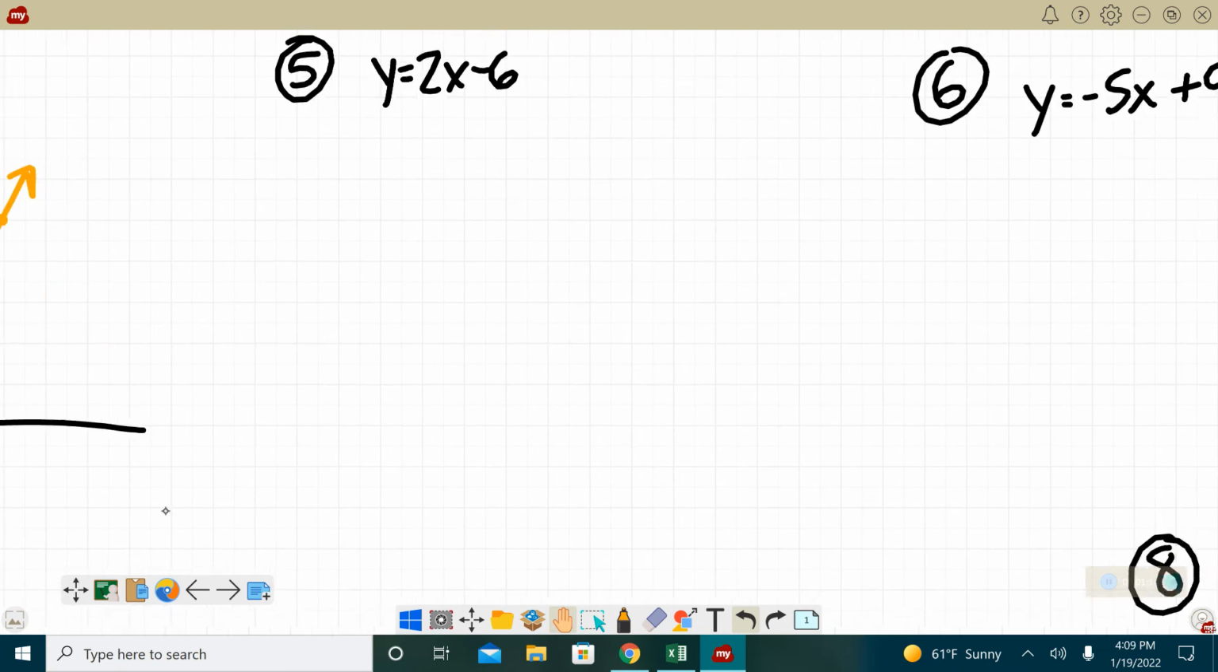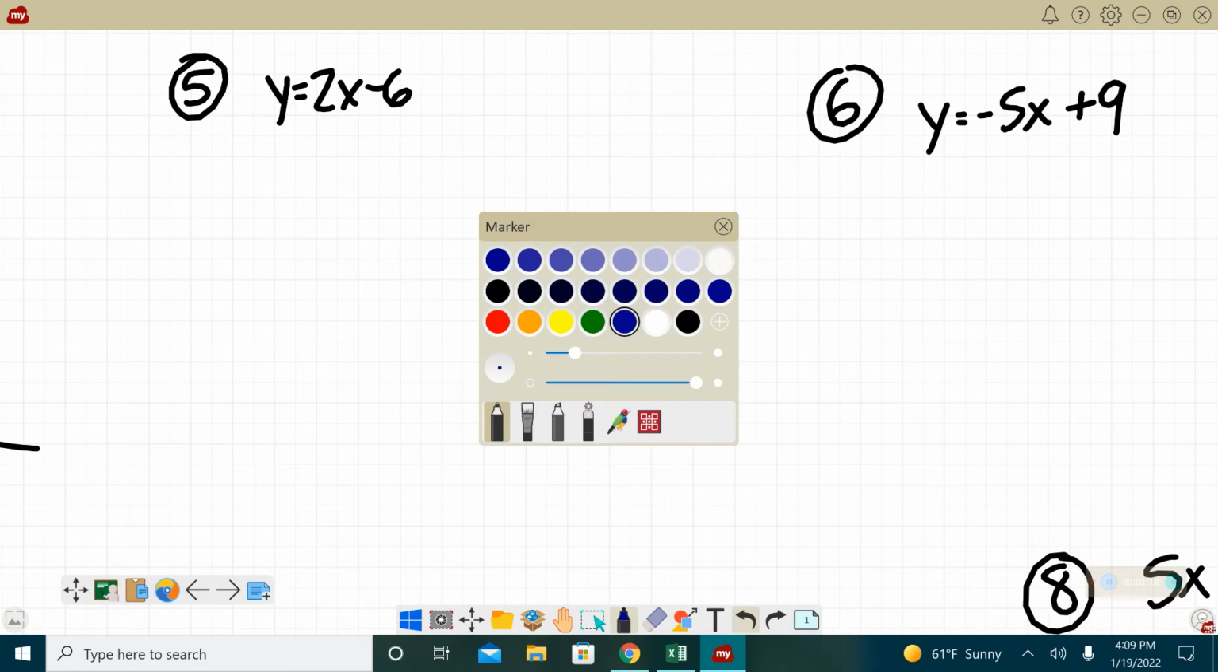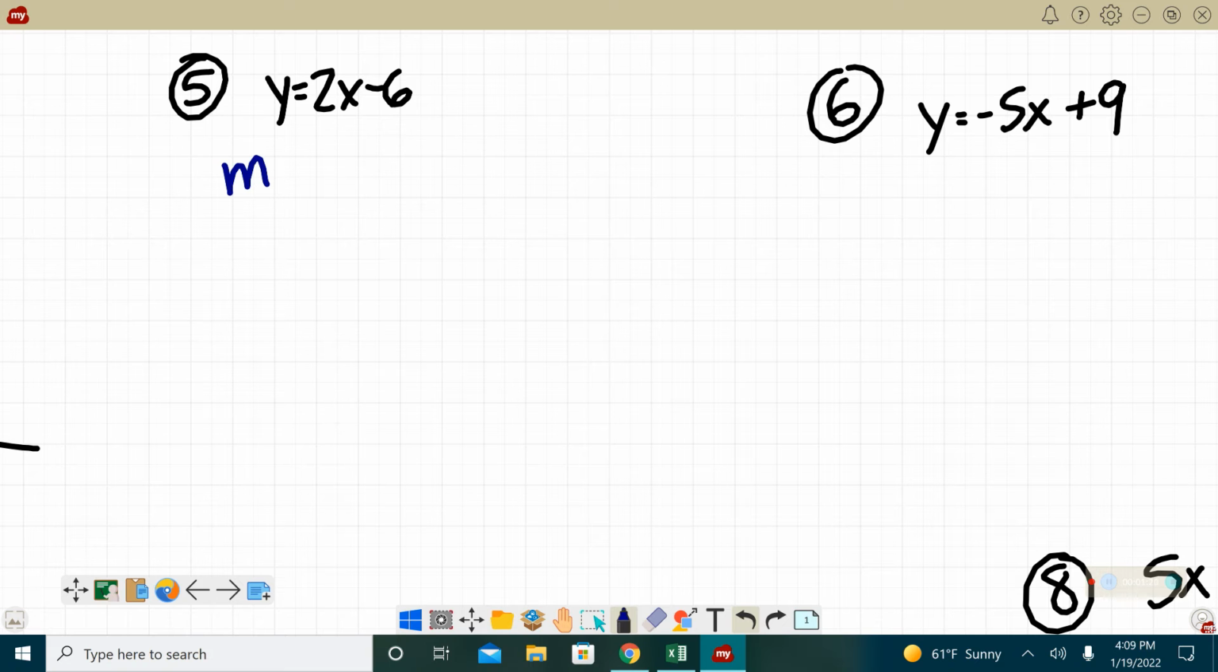Moving on to number 5. Number 5 has a slope of 2 because that's the piece that goes with the x. And it has a y-intercept of 0, negative 6 because that's the piece after the variable when it's written in slope-intercept form.